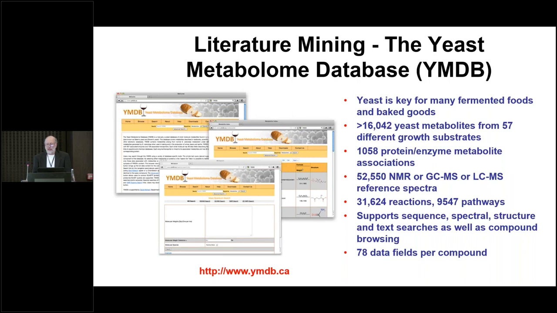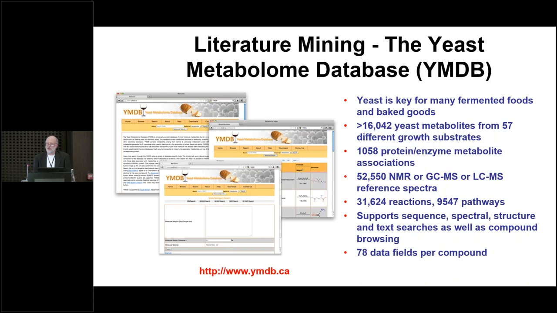Now, I think it's important to remember that microbes play a pretty important role in food. Fermented food is something that we've highlighted, talked about before, and its role for good health. Yeast is an essential fermenter. And we've been working on another database called the Yeast Metabolome Database. And we were surprised to find that there are at least 16,000 different yeast metabolites.